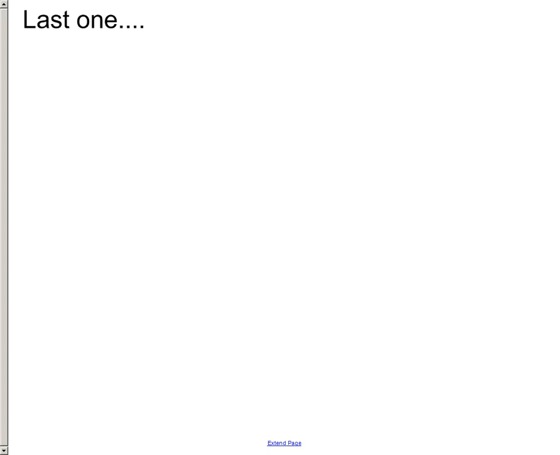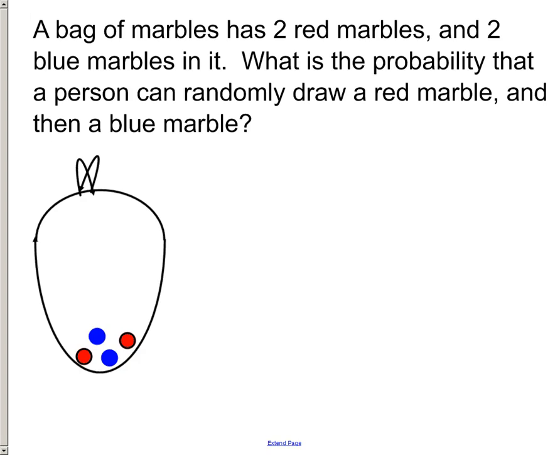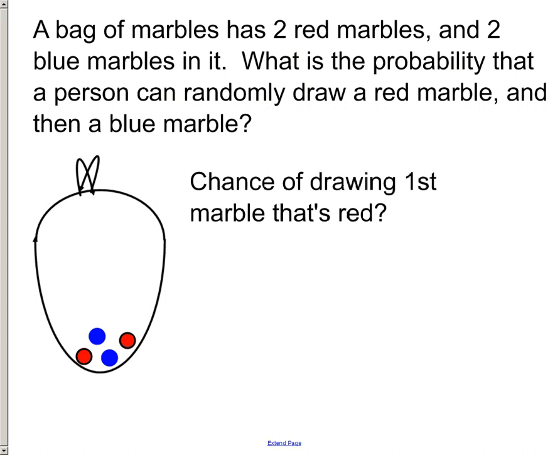Very last one. I know it's a longer video than normal. If you have a bag of marbles and you have 2 red marbles and 2 blue marbles in it, what's the probability that a person can randomly draw a red marble and then draw out a blue marble? Okay, so the chance of drawing a red marble, well, that'd be 2 out of 4, and let's simplify that down to 1/2.